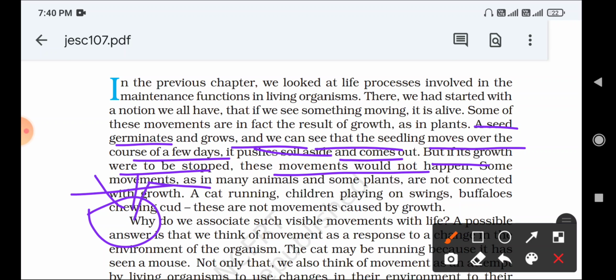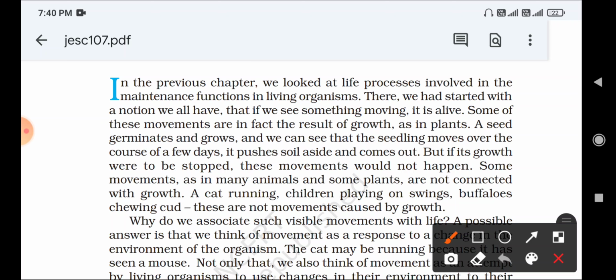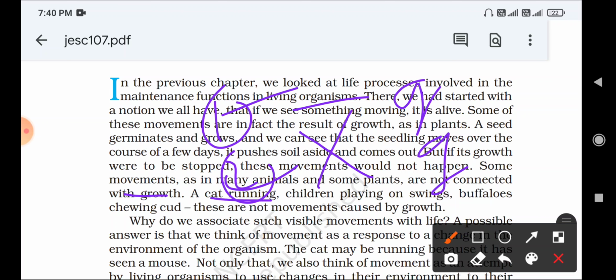Some movements, as seen in many animals and some plants, are not connected with growth. Some movements of plants are related to growth and some are not. There are two possibilities. A cat running, children playing on swings, a buffalo chewing cud: these are not movements caused by growth.